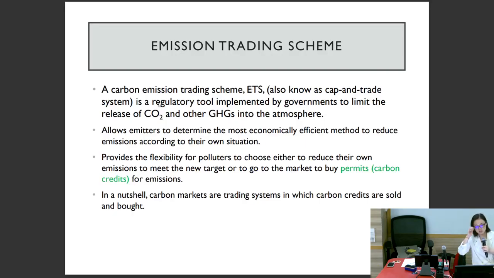It is a regulatory tool implemented by governments to limit the release of carbon dioxide and other greenhouse gases into the atmosphere. It allows emitters to determine the most economically efficient method to reduce emissions according to their own situation. So how is that? Why will the most economically efficient method be utilized first? Because the ETS allows the market to decide which technology will be most cost effective, the cheapest technology to reduce the emissions.